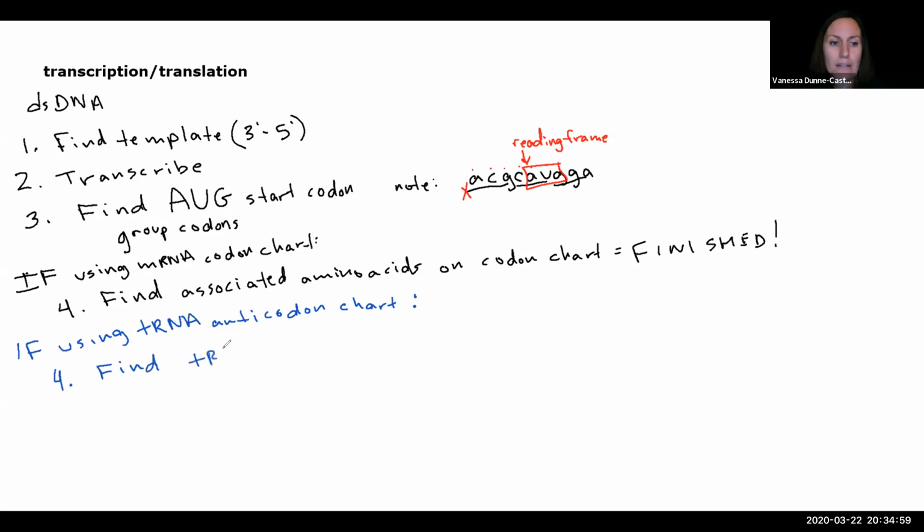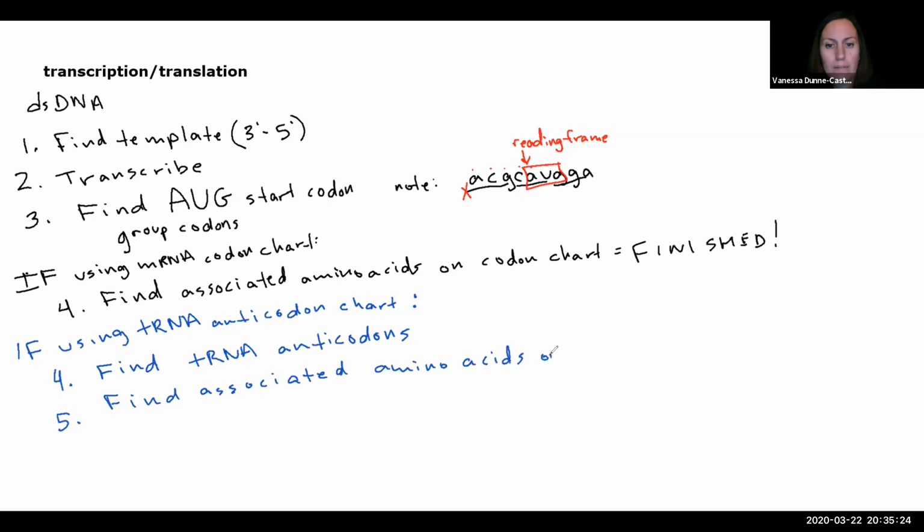the transfer RNA anticodons. And then step number five will be find the associated amino acids on the anticodon chart. And then you're done. Okay, so get this one down, write it down, and highlight it. This is a really nice little key for you guys to use as you process through this transcription and translation.